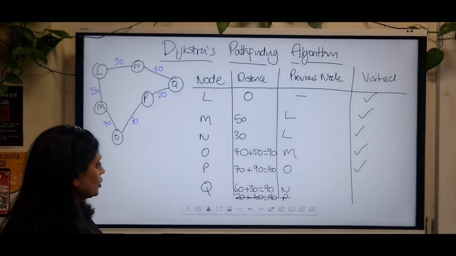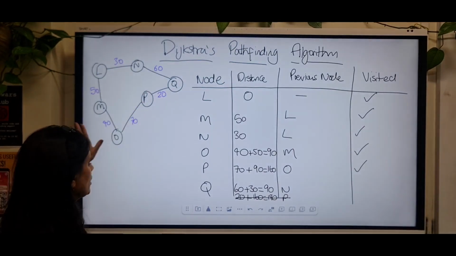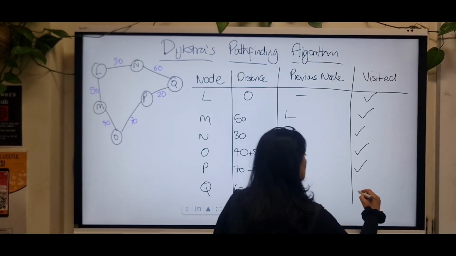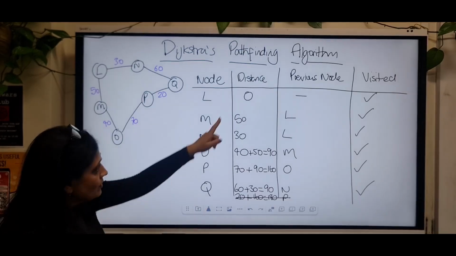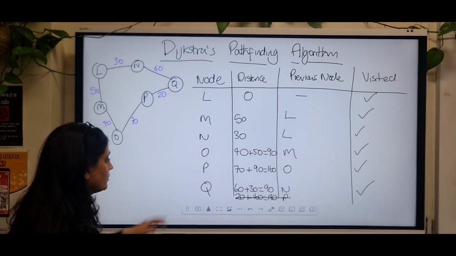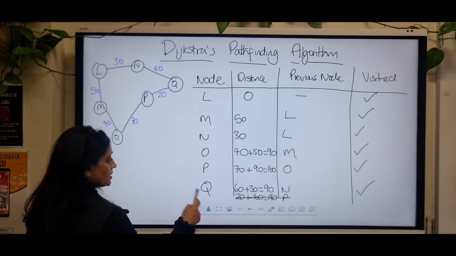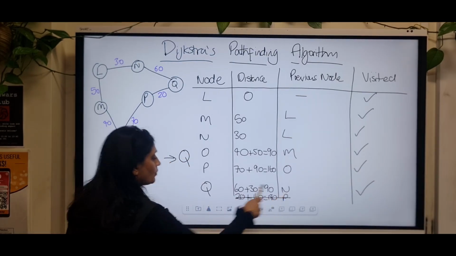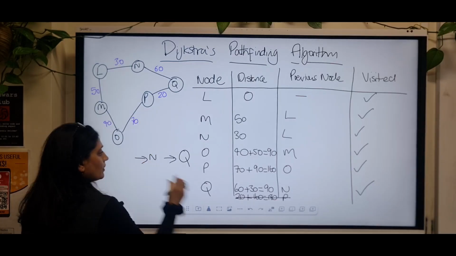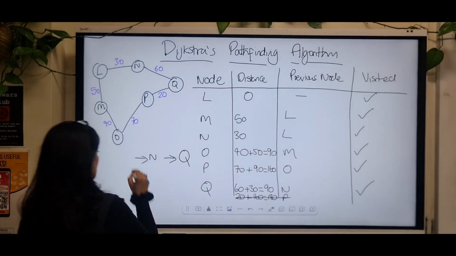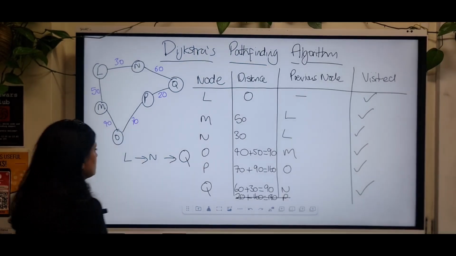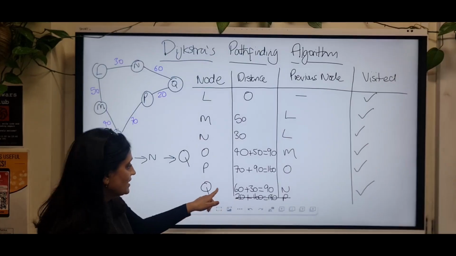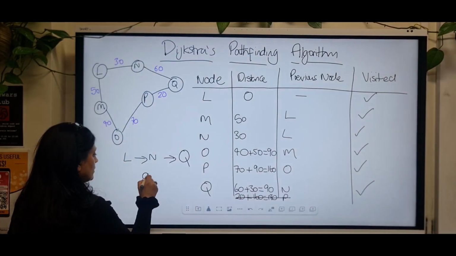And finally, we've got to Q. Check that there's no other node that is unvisited, and there isn't. So we can tick Q off as well. And now that we've visited all of the nodes, we've now got our path, and we're going to go backwards. So starting from Q, we came from N, L, and then that was obviously the beginning. So L to N to Q was the shortest path with a distance or cost of 90.